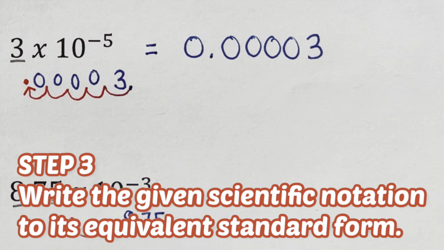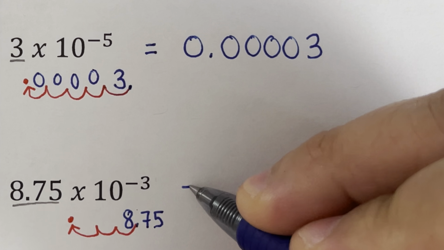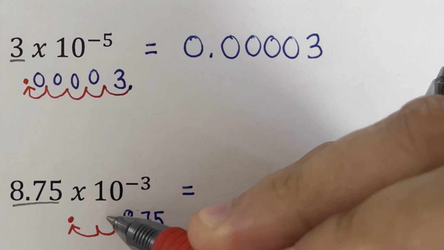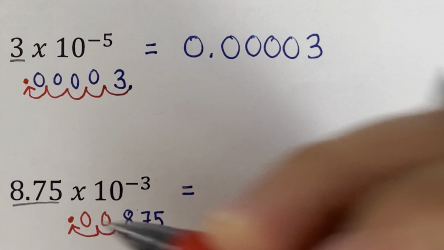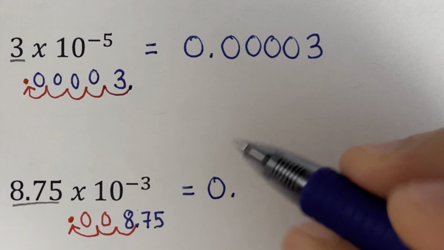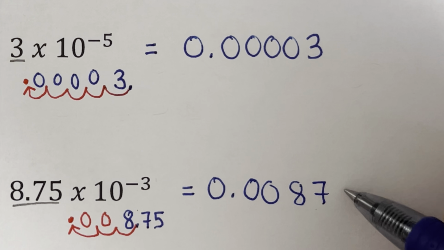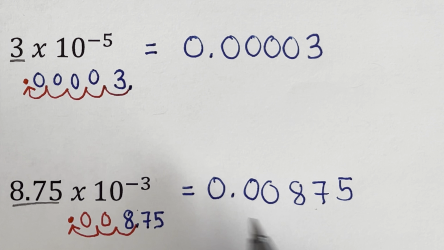The third step is to write the given scientific notation to its equivalent standard form. So then this would come out. Again, we write zeros in all of these blank spaces. So this would come out 0 point, we have 2 zeros, 1, 2, and 8, 7, 5. So this is the equivalent standard form for this scientific notation that we have on this side right here.